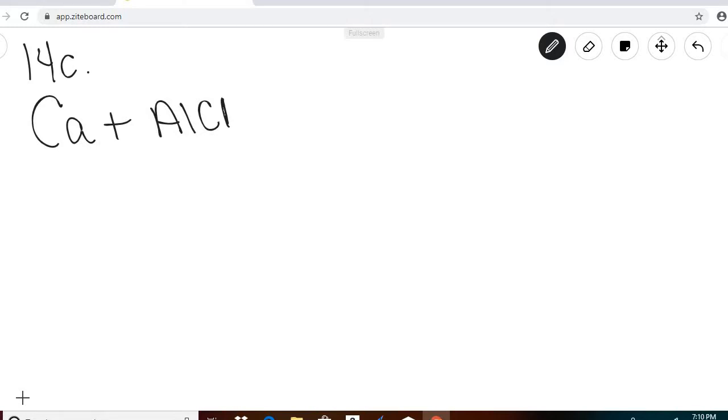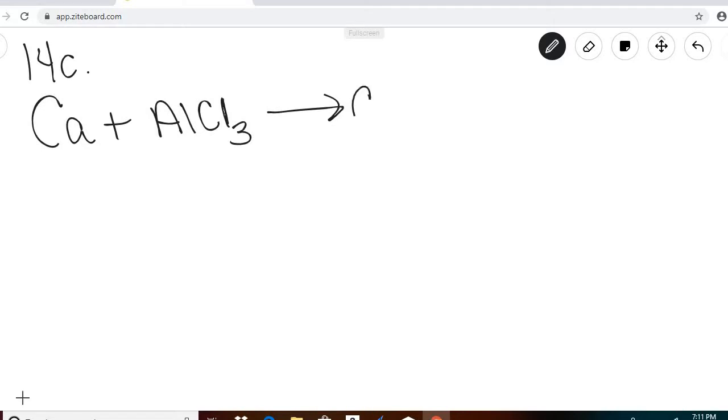So aluminum is a metal, and it is in group 3A, so it has a positive 3 charge. And chlorine is a non-metal, it's in group 7A, so it's -1. So we're going to switch the charges, so the Al1 and Cl3. Okay, so that's our aluminum chloride. And then that is going to make calcium chloride.